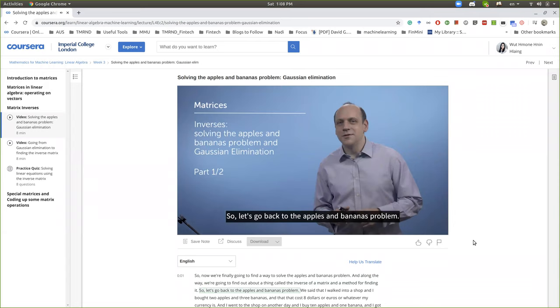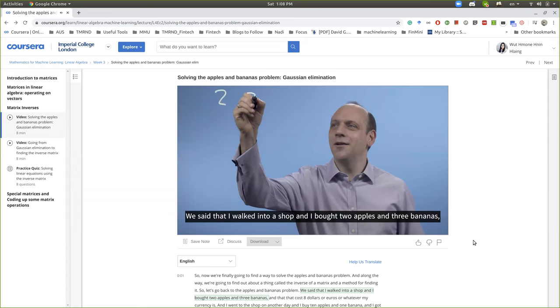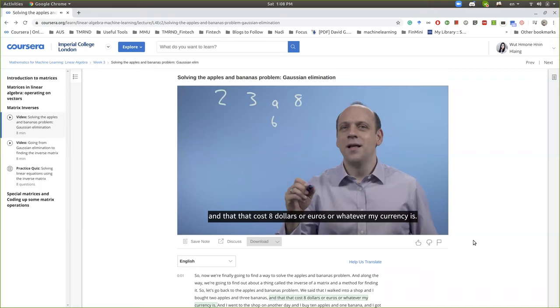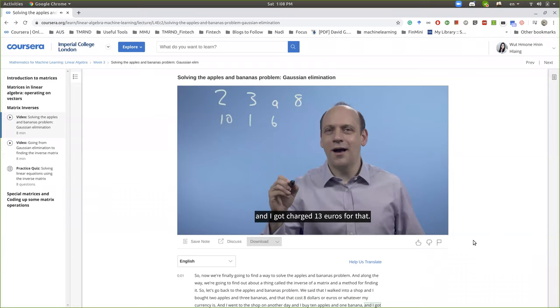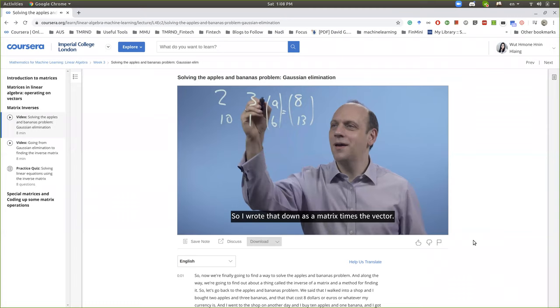We said that I walked into a shop and I bought 2 apples and 3 bananas, and that cost 8 dollars or euros or whatever my currency is. Then I went to the shop on another day and I bought 10 apples and 1 banana, and I got charged 13 euros for that. So I wrote that down as a matrix times a vector.